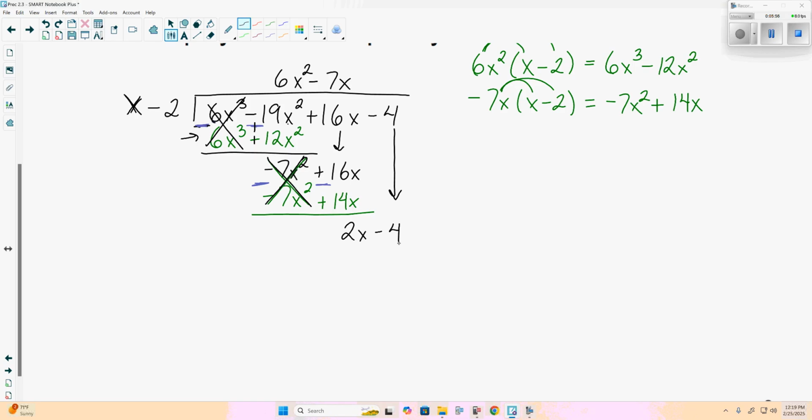Last step, what times x is 2x? It would be positive 2. And we do this one more time. We're going to say 2 times x minus 2. 2 times x will give us 2x. 2 times negative 2 would give us negative 4.